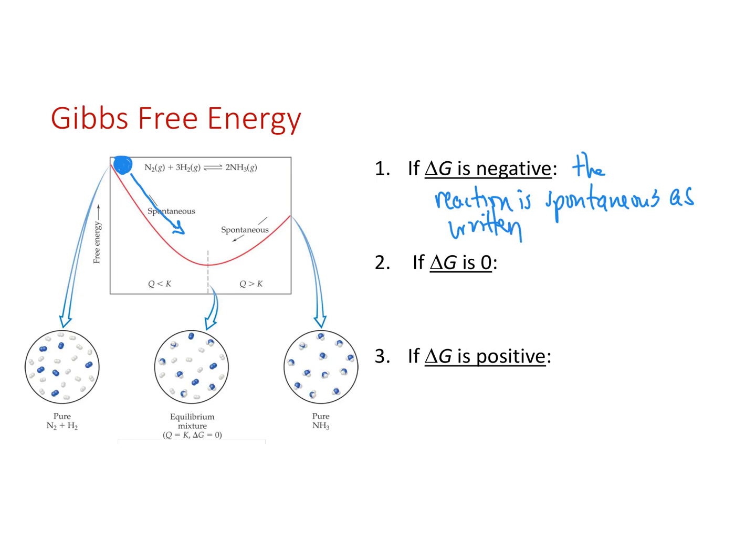We want to get to the lowest energy possible, and so we're going to do that by having a negative delta G. We're moving downhill. If delta G is 0, we've reached equilibrium. We've reached the lowest point in the valley. The boulder's not going to roll any farther. The reaction is at equilibrium.